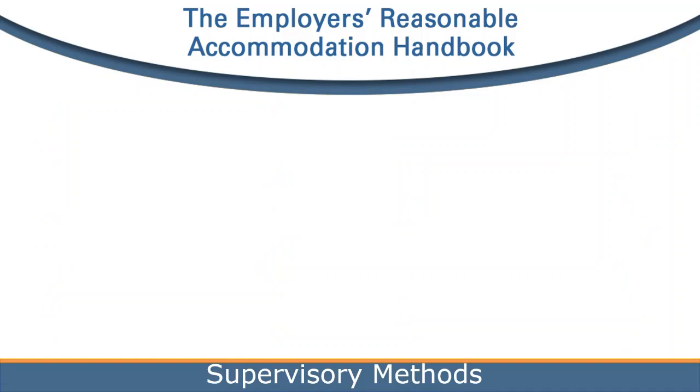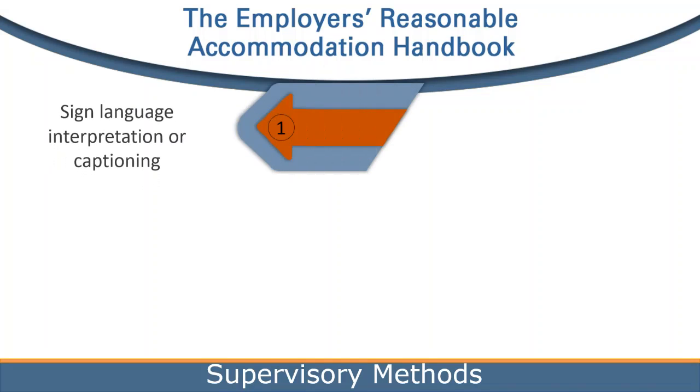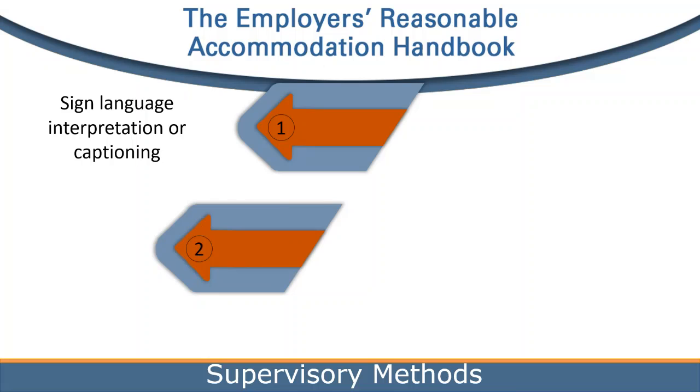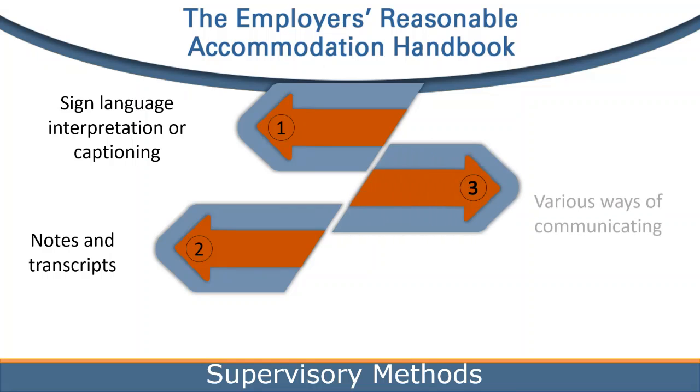For a supervisor working with a deaf employee, it may be best to provide information customarily shared in an audio format during meetings through sign language interpretation or live captioning, and follow up the meeting by providing notes of important details or a transcript. It may also be effective to provide various ways of communicating for in-person conversations, like video remote interpretation, speech-to-text apps, text messages, or paper and pencil.